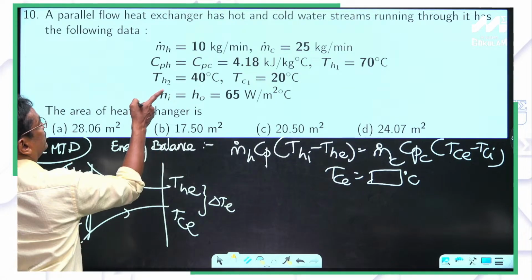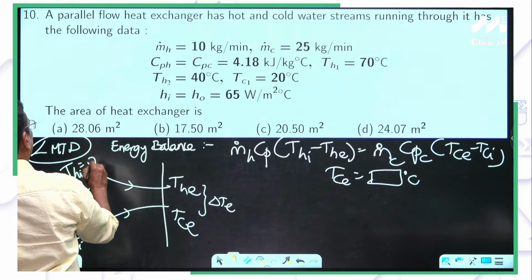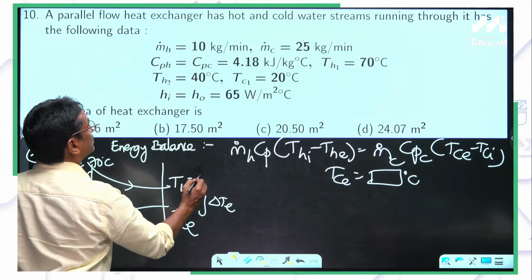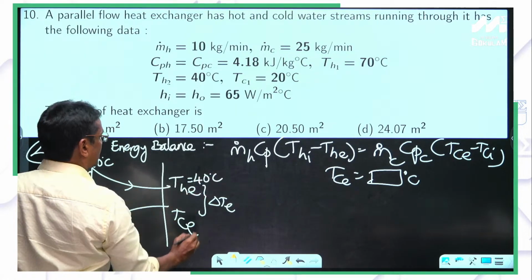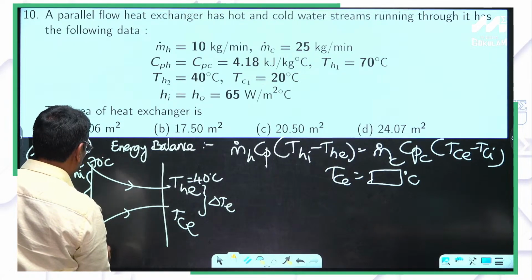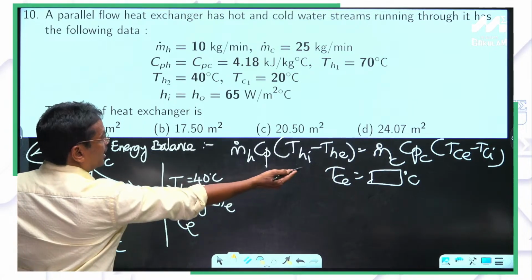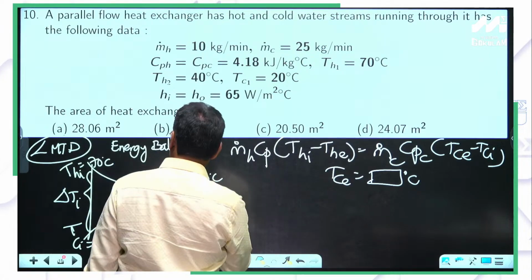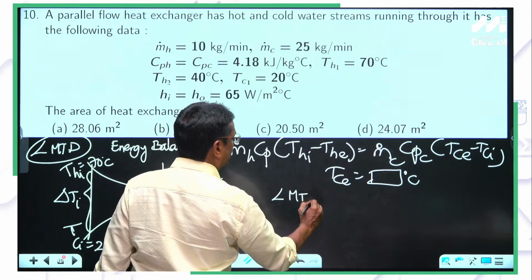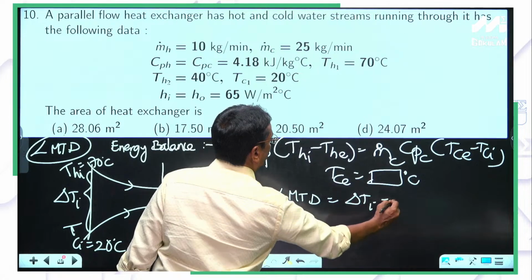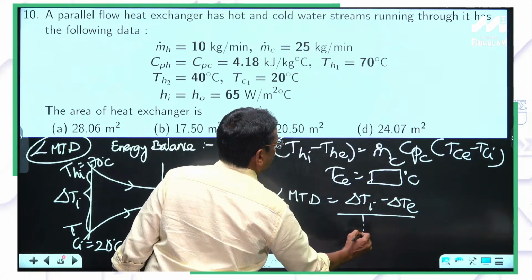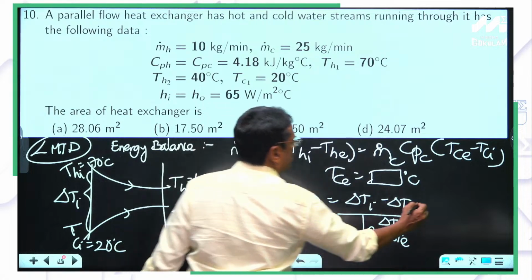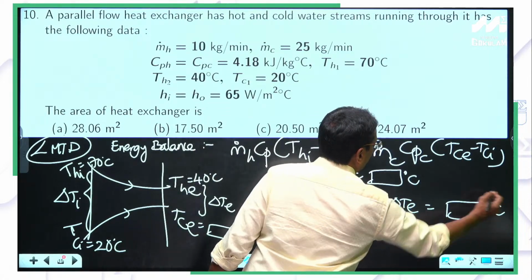Because we are going to follow the LMTD method, we have to calculate the LMTD. What is the Thi there? 70. The will be 40. Tci will be 20. Tce has been obtained there. Now calculate this delta Ti, delta Te, then you can calculate the LMTD: delta Ti minus delta Te divided by ln of delta Ti by delta Te. You get the log mean temperature difference of the parallel flow heat exchanger.